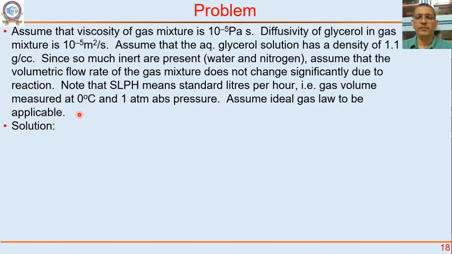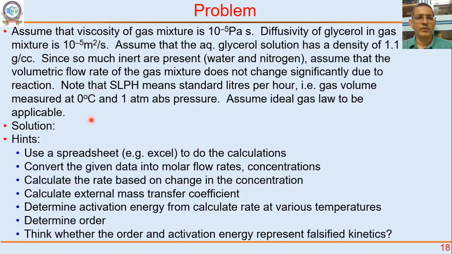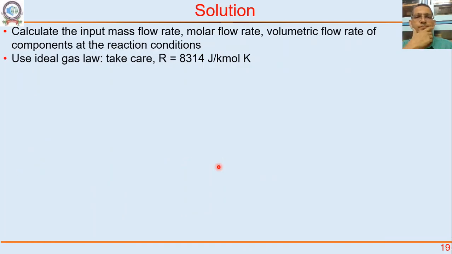Solve for yourself. Here is some solution. You want hints? Use a spreadsheet. Convert the data into molar flow rates, concentrations, calculate rate based on change in concentration, calculate external mass transfer coefficient, determine energy of activation, determine order, think whether the order and activation energy represent falsified kinetics. Think. Here's the solution. If you have not done it, pause.